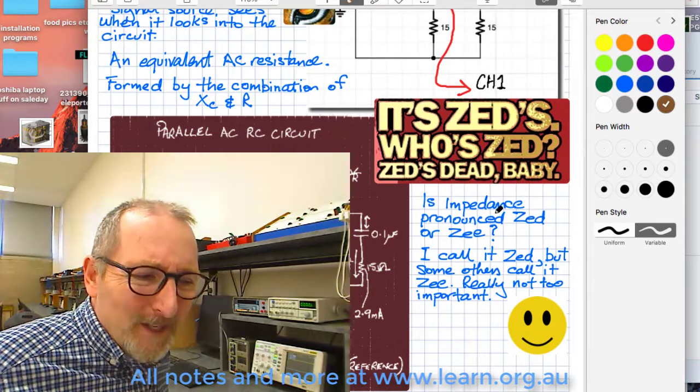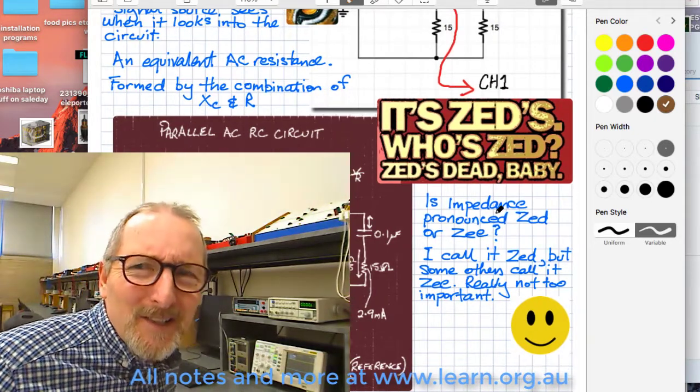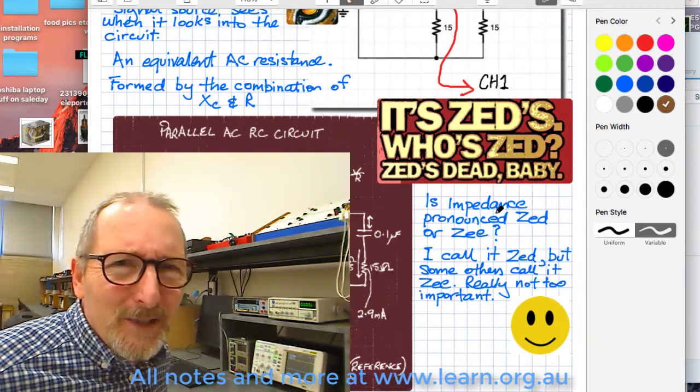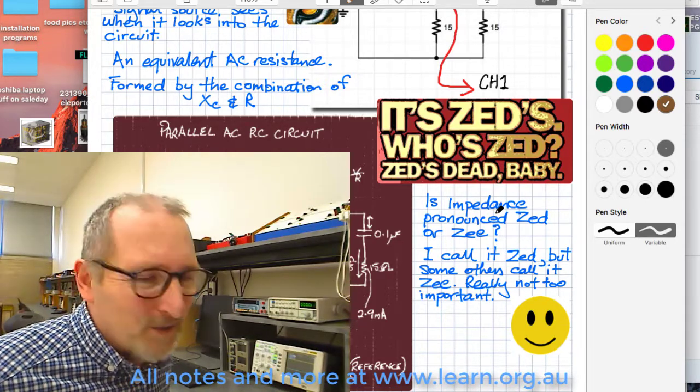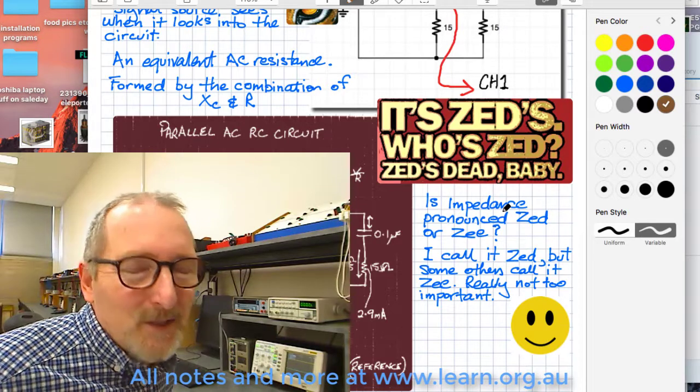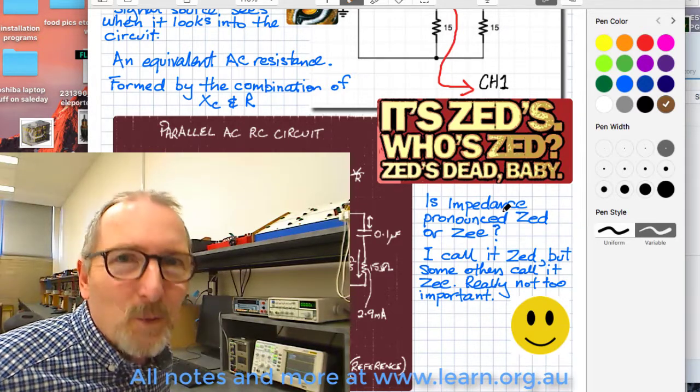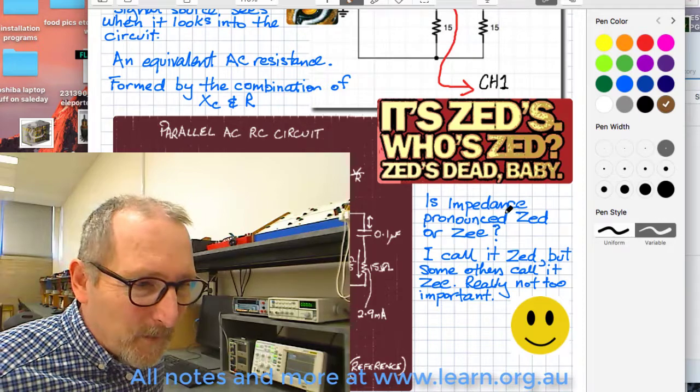Is impedance pronounced Z or is it pronounced Z? Well, I've heard instructors from other colleges call it Z. Personally, I call it Z. I think ultimately it doesn't really matter, providing somebody knows what you're referring to in the circuit.